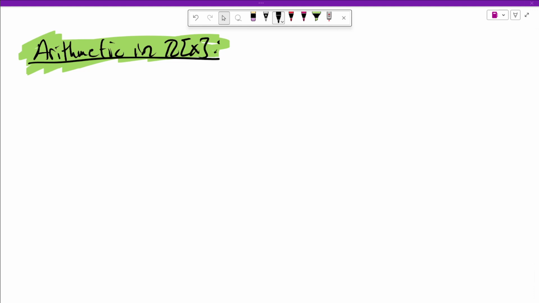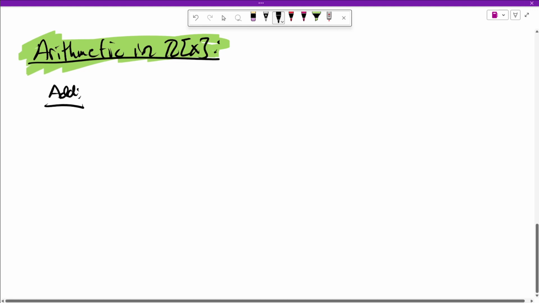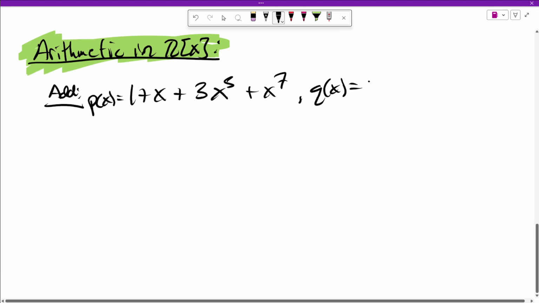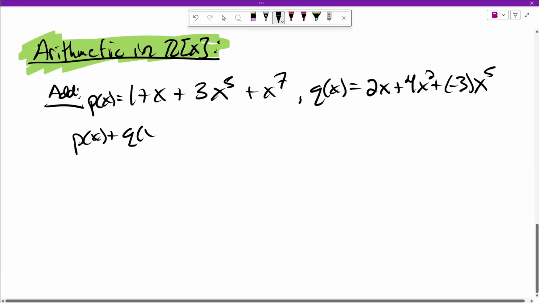So suppose, for example, we wanted to go over adding. Well, we have some polynomials, maybe something like this as one of our polynomials. That's some p. And then maybe we have a q, which looks like 2x plus 4x squared plus negative 2x to the fifth. Or maybe negative 3x to the fifth. So how do you add these? Well, you know that p plus q is you combine like terms, right?